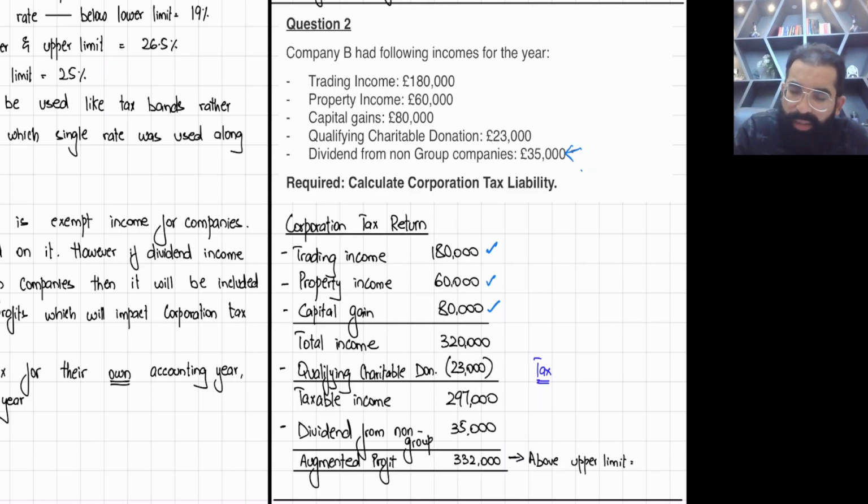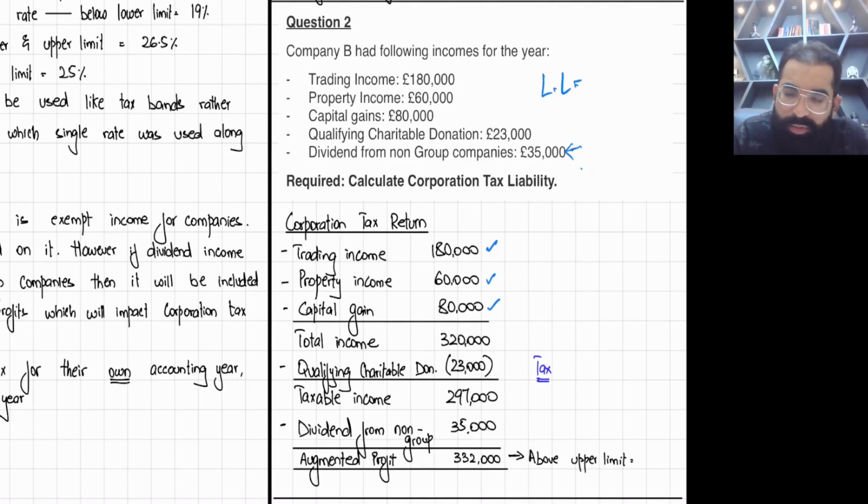Now you know the limits. Your lower limit is, again in this question, your accounting period is a complete year, which means 12 months. So your lower limit is 50 and your upper limit is 250. No need to apportion any limit.